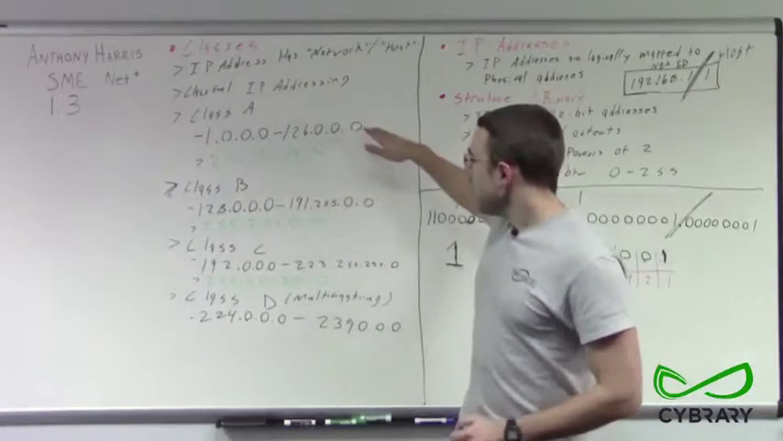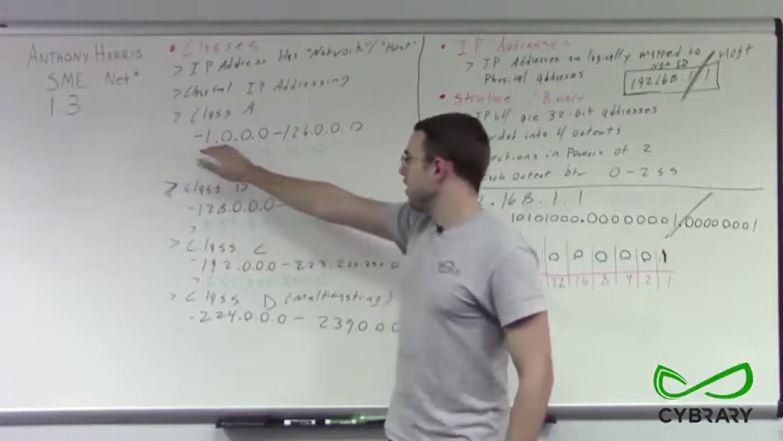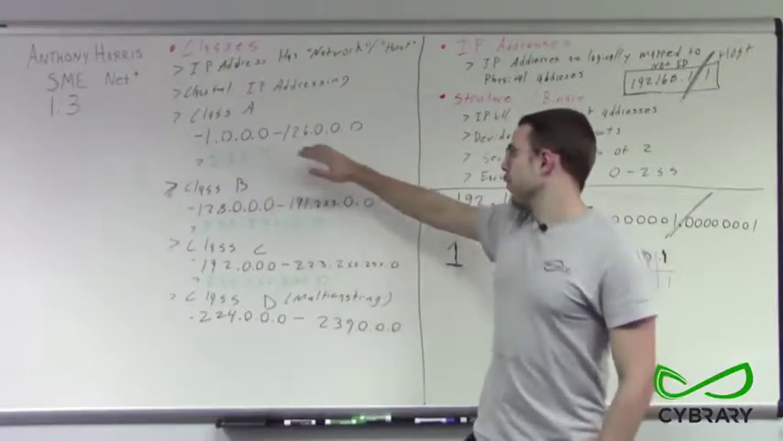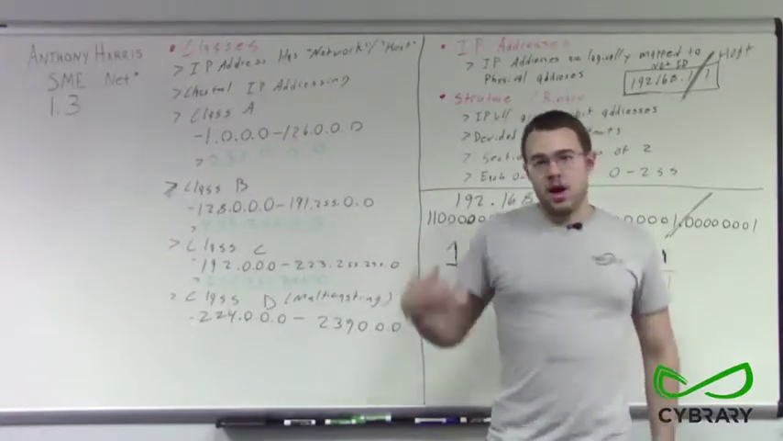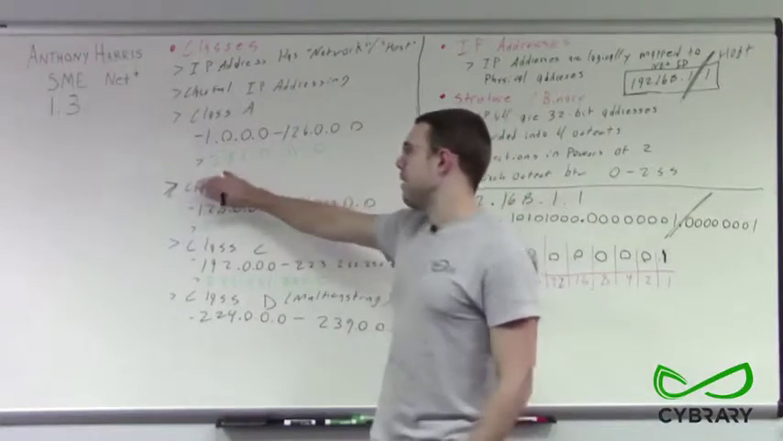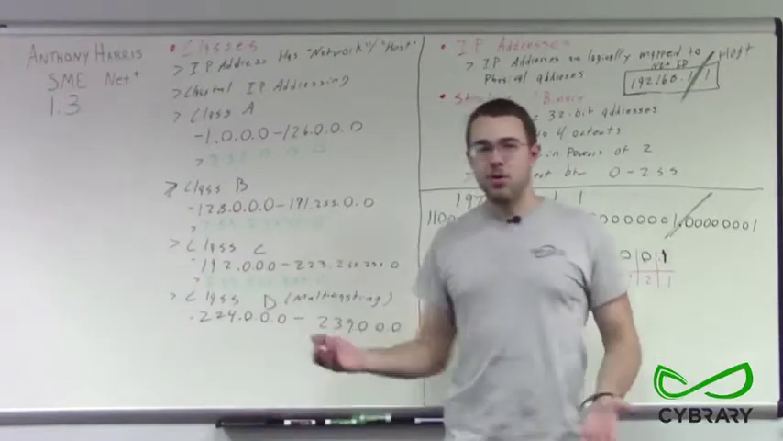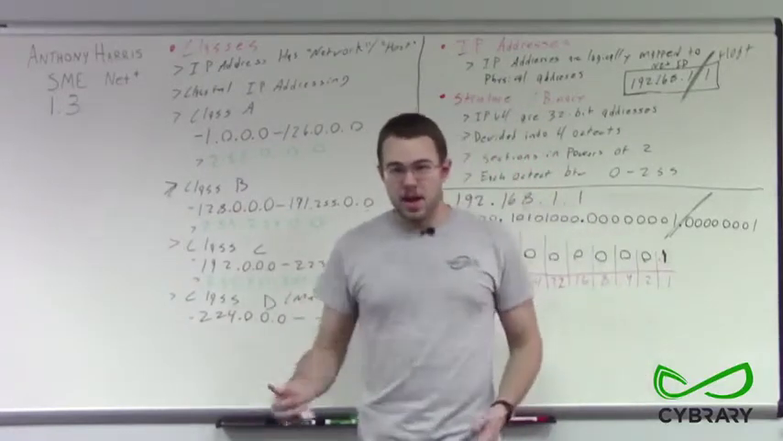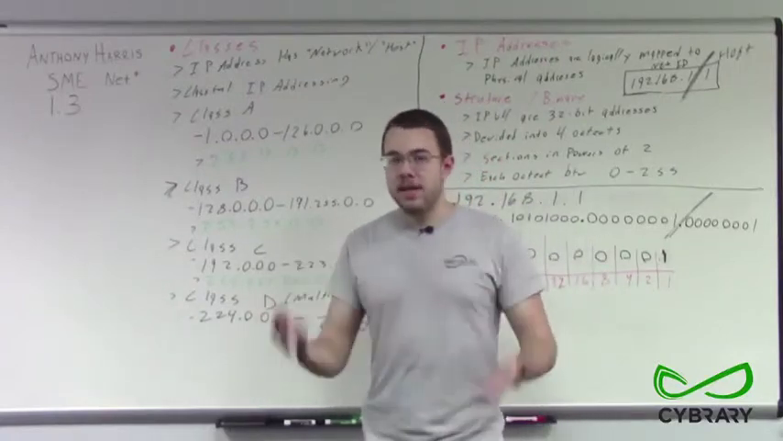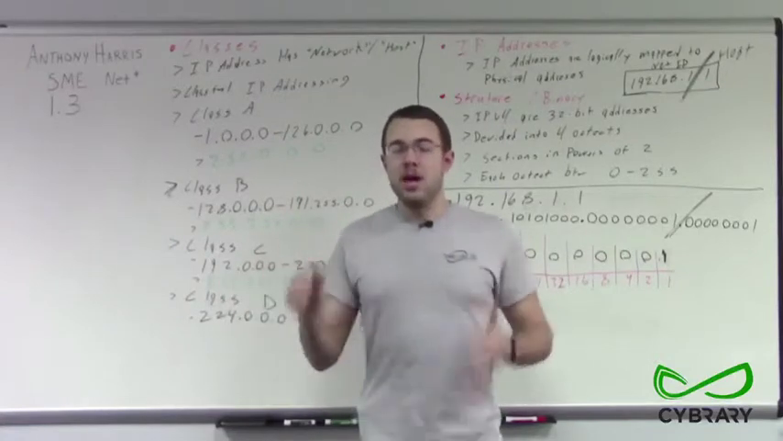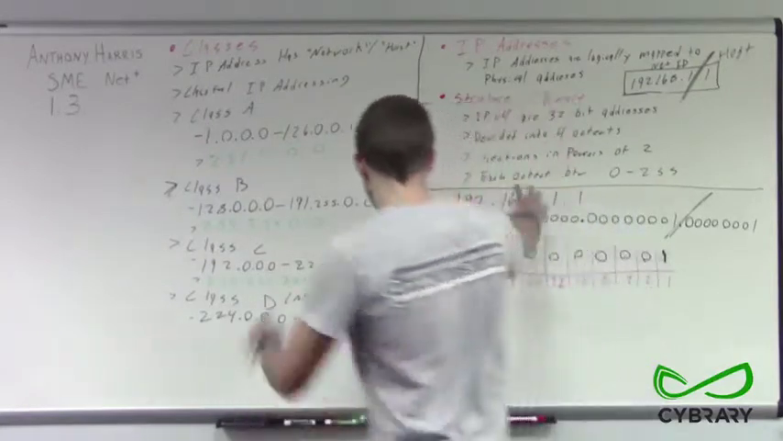Now, our class A addresses are going to be 1.0.0.0 through 126.0.0.0. Our class A addresses are going to have a subnet mask of 255.0.0.0. Now remember, I promised you guys that I was going to talk about subnet masks in a little bit. Subnet masks are what let us know what portion of an IP address is the host portion and what portion is the network portion. Let's take a look back over at our binary here.